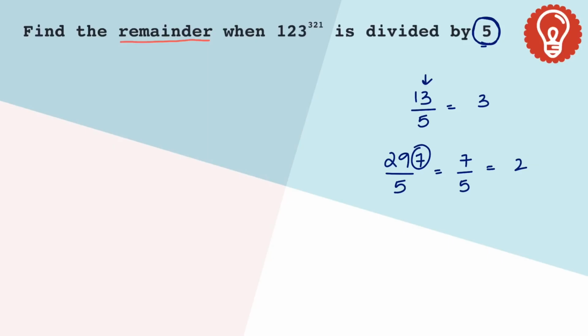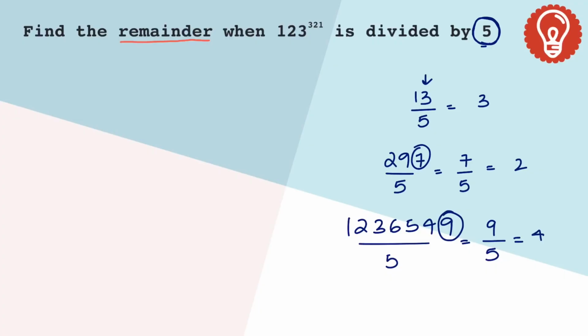Or if you take a number as 1, 2, 3, 6, 5, 4, 9, when I divide it by 5 and I have to find the remainder, I need not divide the entire number. I have to just divide the unit place of this number by 5. And that's sufficient for me to give the remainder, which is 4.